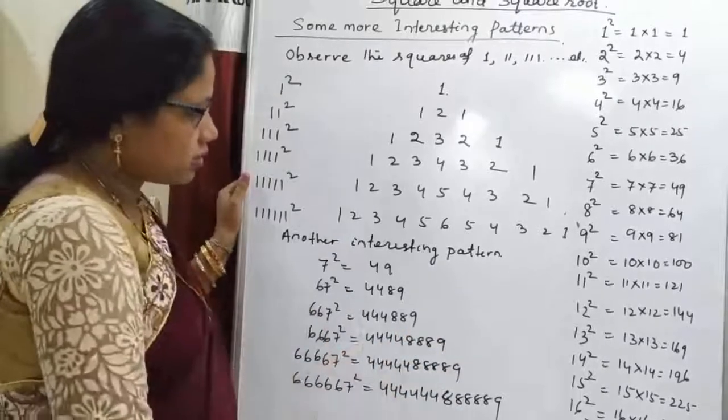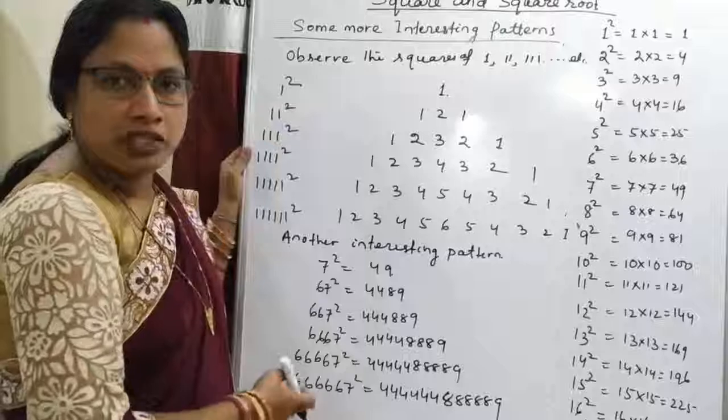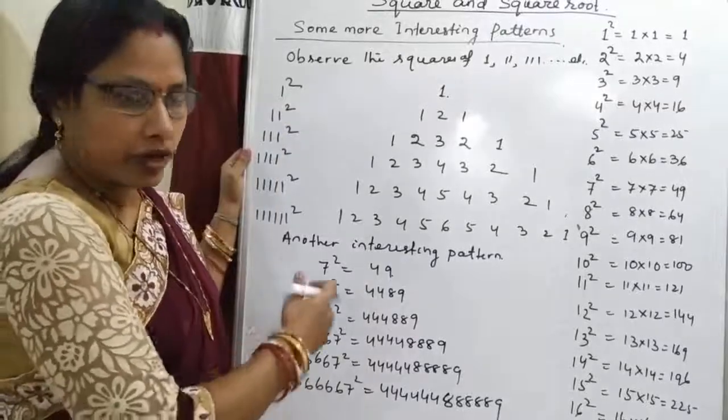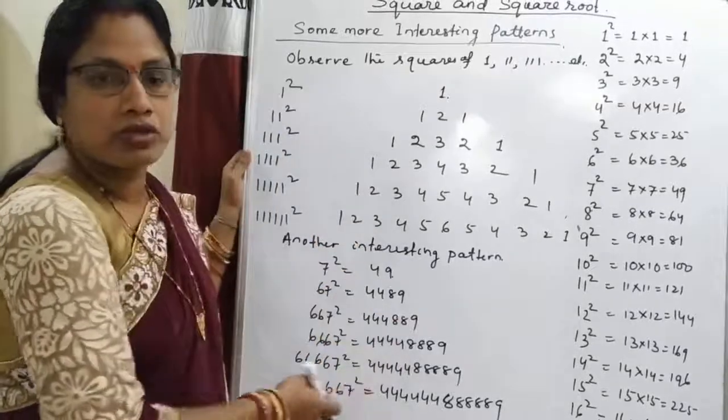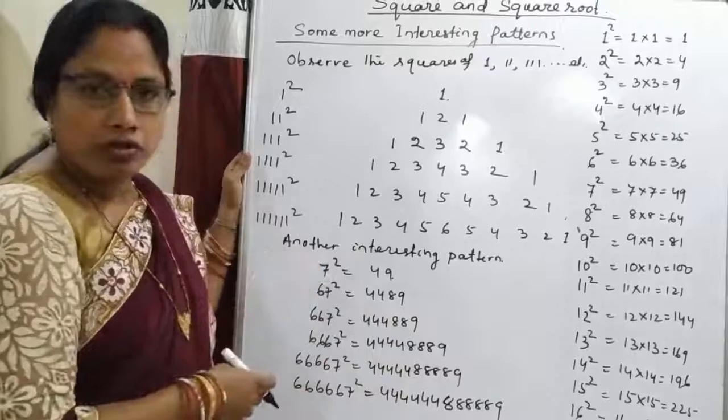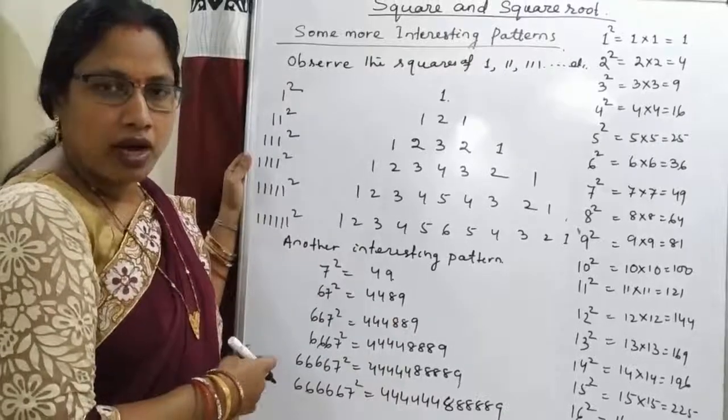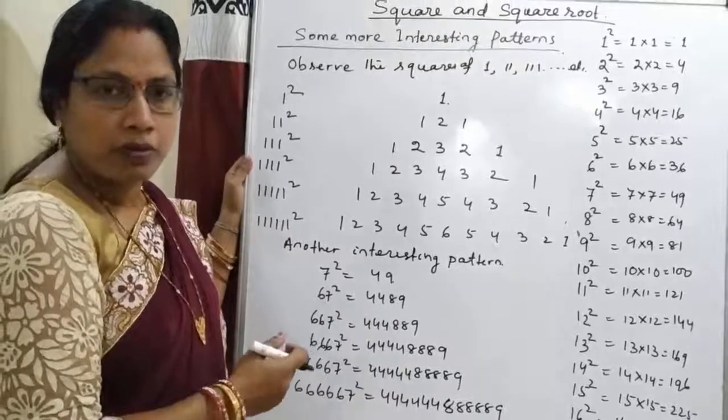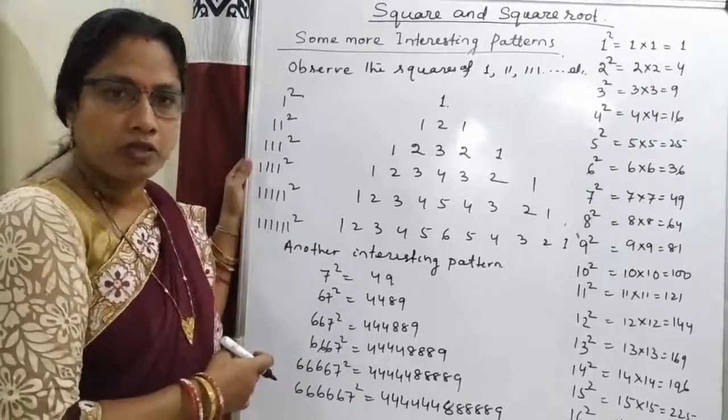So like this your duty is to observe these patterns carefully, and you can find the further numbers also. So these are all about squares of a number. Now you will be able to solve some problems by using these properties of square numbers.